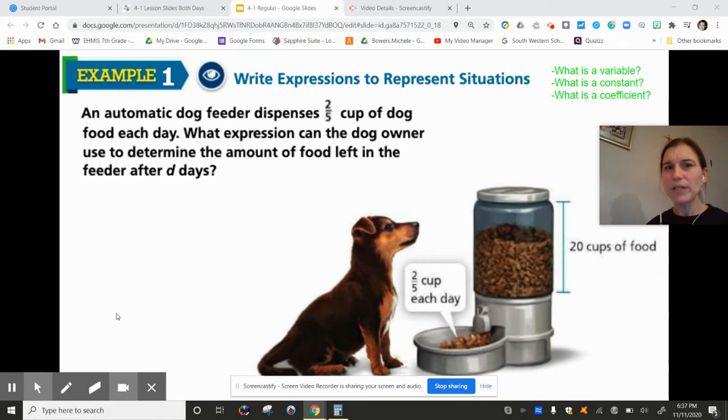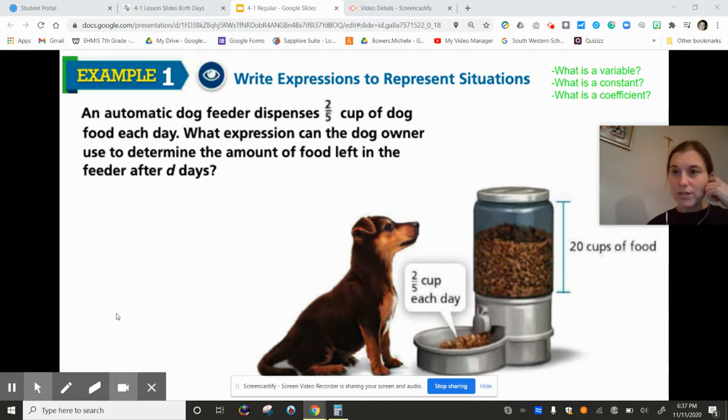And we're going to do part 2 here where we're actually looking at writing expressions. So example 1 and example 3, you have to write expressions. We already looked at example 2 first where you were evaluating. So let's write expressions today.